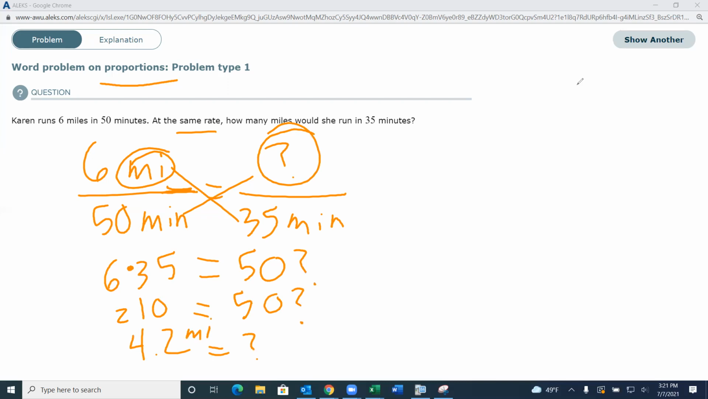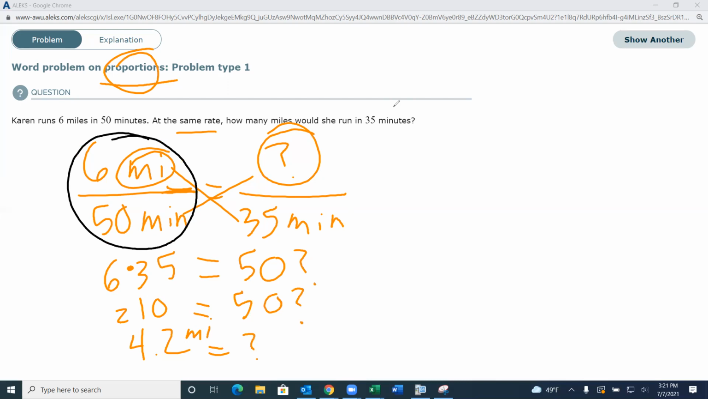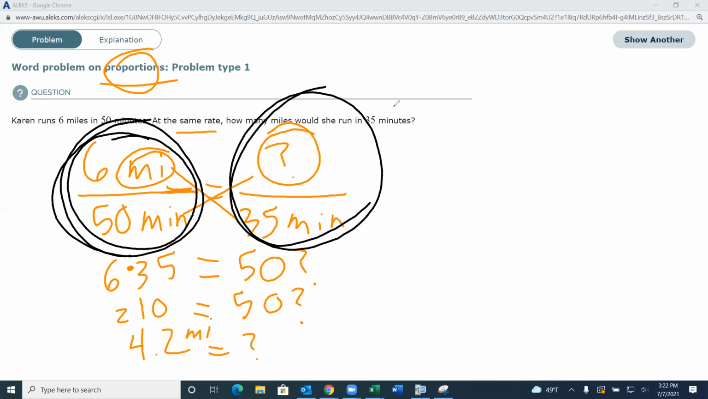So on these problems, you set up a proportion. That is one fraction equal to one fraction. When you have a certain rate established, you say, all right, I want to figure out if I stay true to that rate, how are things going to play out? In this case, if I only run for 35 minutes. And so that's kind of how these go.